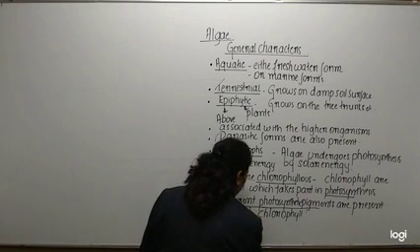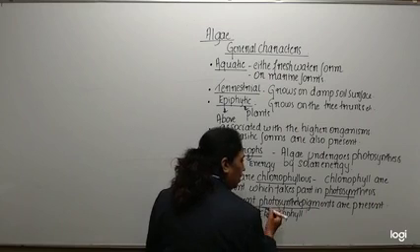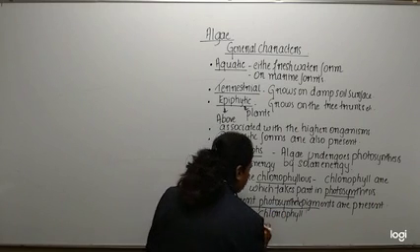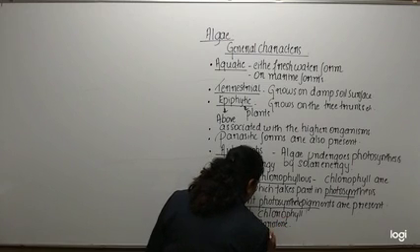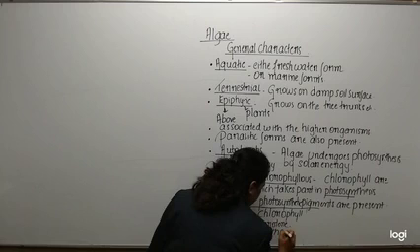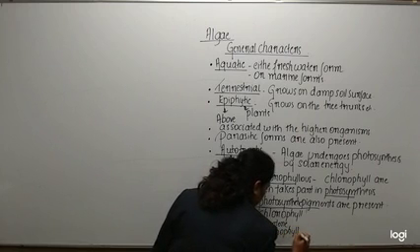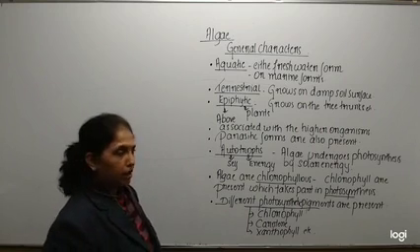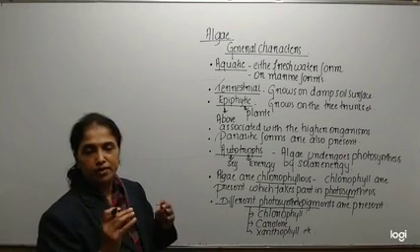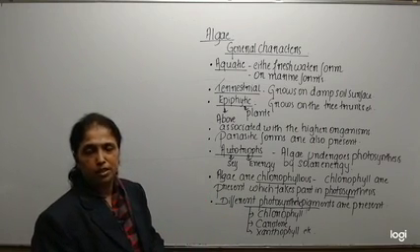Along with that, it also contains several other photosynthetic pigments. It also contains carotene. It contains xanthophyll, fucoxanthin. Many pigments are present. Collectively we mention them as photosynthetic pigments.